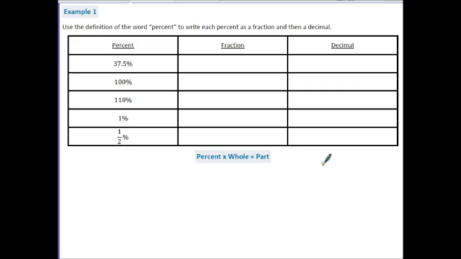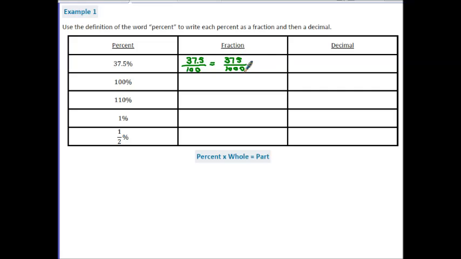Use the definition of the word percent to write each percent as a fraction and then a decimal. Now, percentages are the part out of the whole, and the whole being 100%. So when we come up with the fraction for this, you're really looking at the number that you're given out of 100. So here we would have 37.5 out of 100. But we tend to not like to see decimals in fractions. So what I'd like to do is multiply both the top and bottom by 10. That will help to move this decimal over 1. And so this gives me 375 out of 1,000.